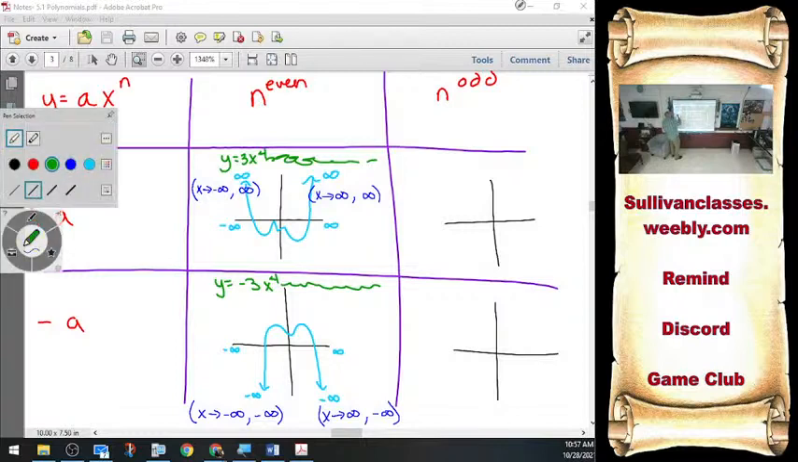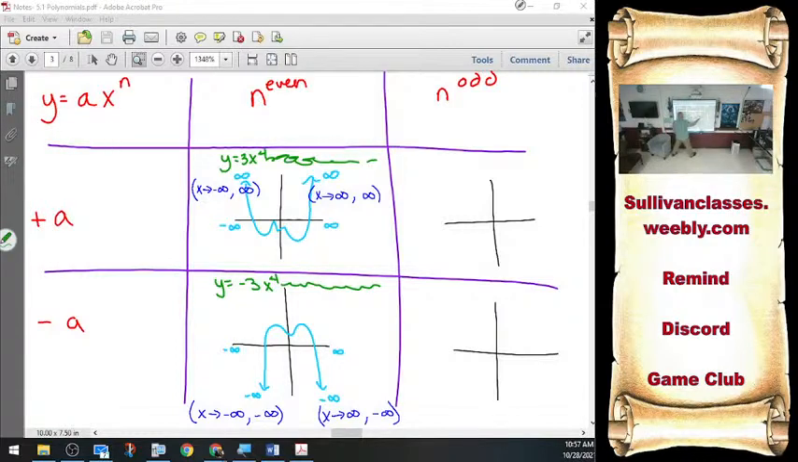With odd functions, they behave differently. If I'm like 2x to the third, blah, blah, blah, blah, blah. In an odd function, they always start and end in opposite places. So a positive will start down at negative infinity and end up at positive infinity.